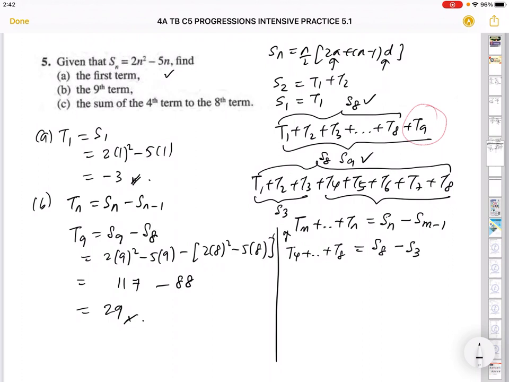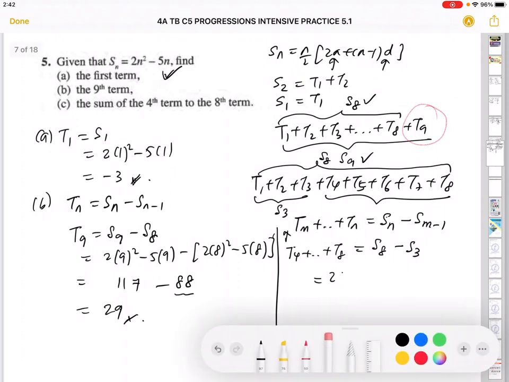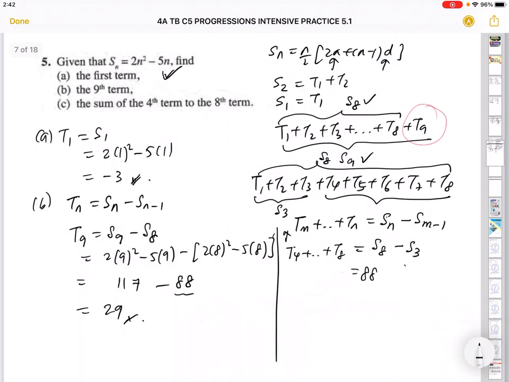Now, the sum of the first 8, we can use this formula here. In fact, I don't have to count. We know it's 88. No need to count, so just sub it in. And the sum of the first 3 terms will be, let's sub in 2 times 3 squared minus 5 times 3. 3 squared is 9, 9 times 2 is 18, 18 minus 15 is 3, 88 minus 3, 85.